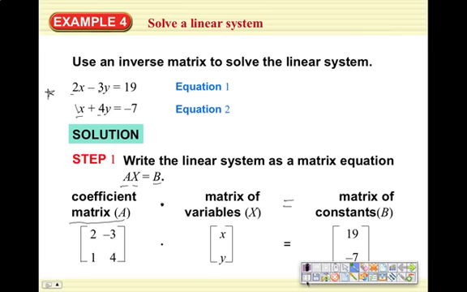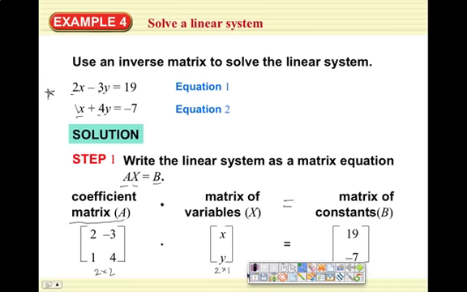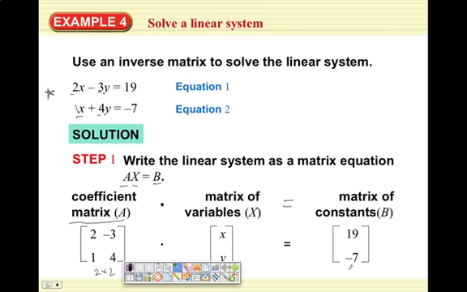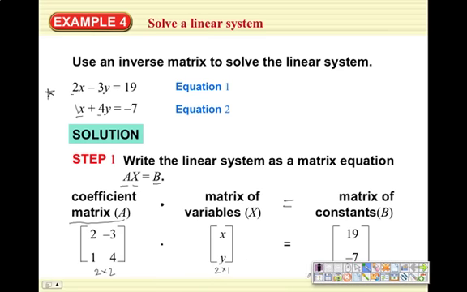Okay, get this out of the way. Alright, here's your coefficients. Here's your variables. So notice this is a 2 by 2. This is a 2 by 1. And our answer is a 2 by 1. Okay? So all you have to do now, think about this for a second.